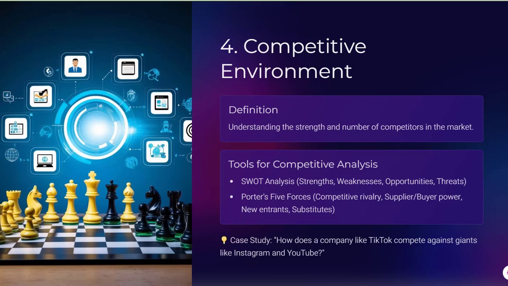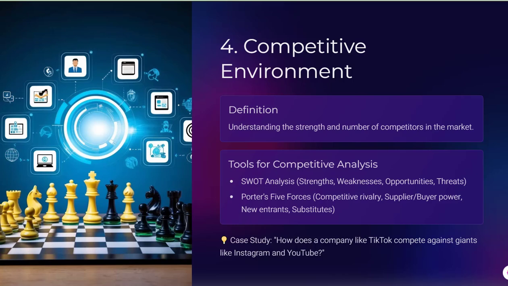We now look at number 4 of the factors of the e-business model. The key dimension of the e-business model is the competitive environment. The competitive environment is all about understanding the strength and number of competitors in the market. We need to understand that before we enter the market, to know how many competitors are here, right?